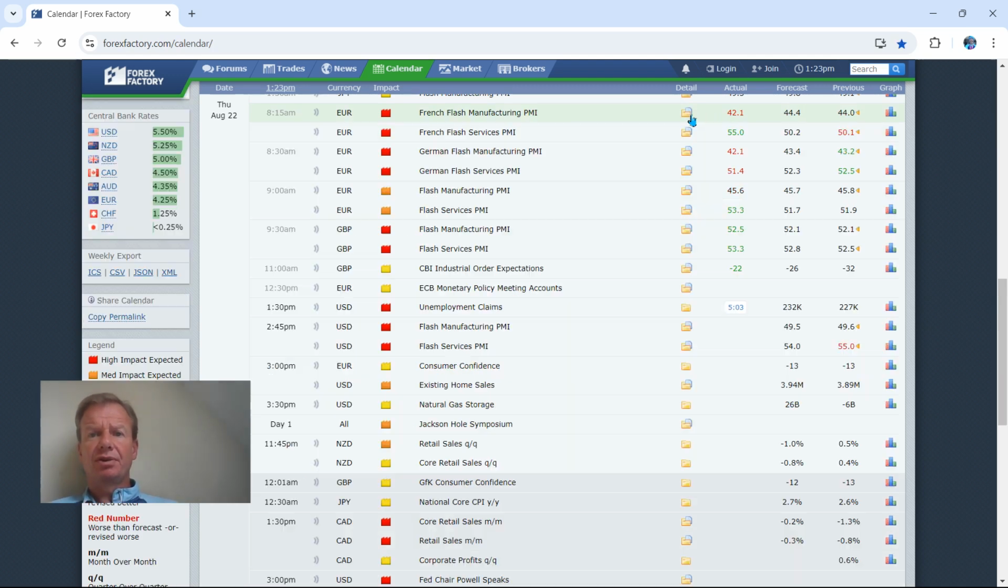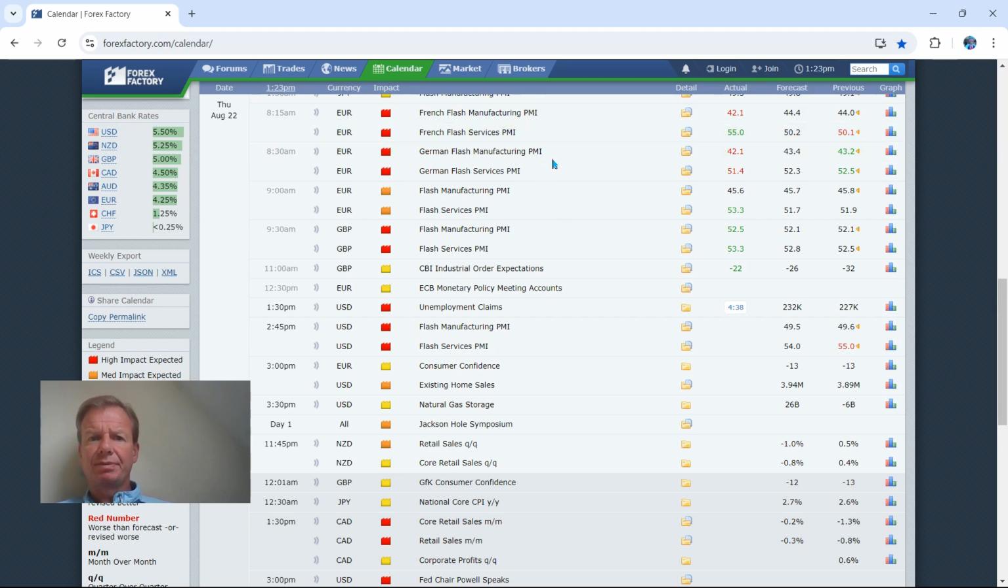Okay, so then you go across to here and you see the actual figure, and they put it in as soon as it comes out, 42.1, so it's less. So that's not good for the currencies. That normally means the euro will go down against the US dollar. However, it might go down initially because of the impact of the report, but it might come back up again. As you see, it's before, 44.4.